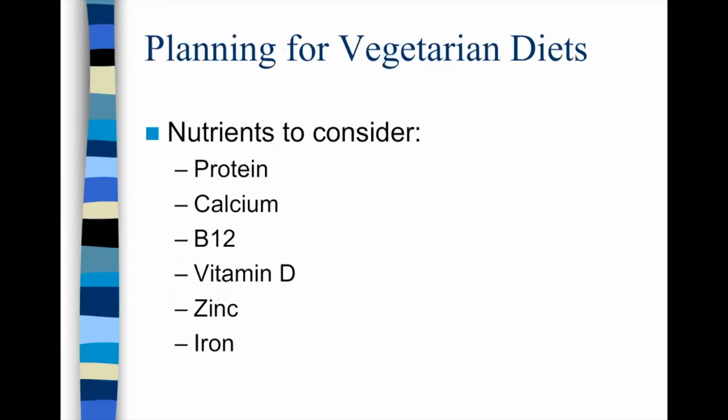Planning vegetarian diets. Vegetarian diets can absolutely be adequate for all life stages. However, some nutrients are more likely to be lacking in vegetarian diets if they're not planned well. So protein, calcium, B12, this comes from animal products, vitamin D, usually fortified in milk. So if somebody's not consuming milk and not out in the sun a lot, zinc and iron. So these are nutrients of concern that you would want to carefully and creatively plan a vegetarian diet to ensure you're getting enough of. And there are more tips in your book for exactly how to meet these needs.